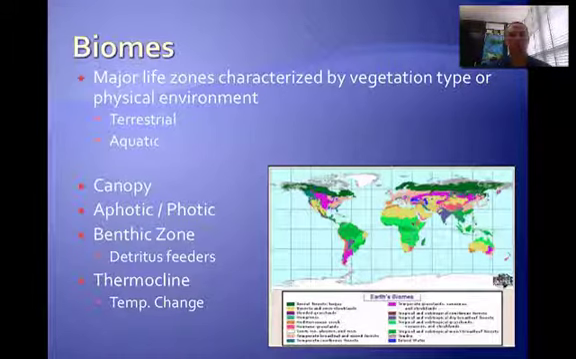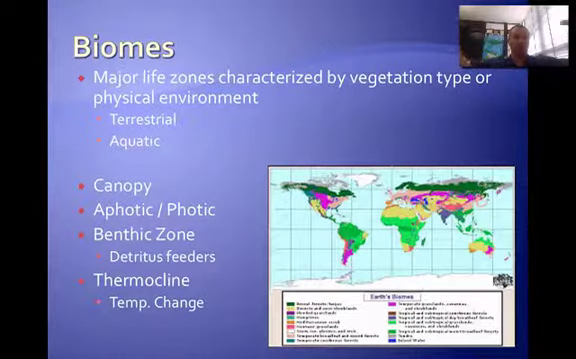Now, there are a few terms here I want to make sure you know. If you hear anything about a canopy, it's talking about the top layer of the trees. I often think about this in the tropical rainforest where you have these great big trees growing and they have a canopy that actually shades out the vegetation below. So the higher up you are, the more advantageous it is.